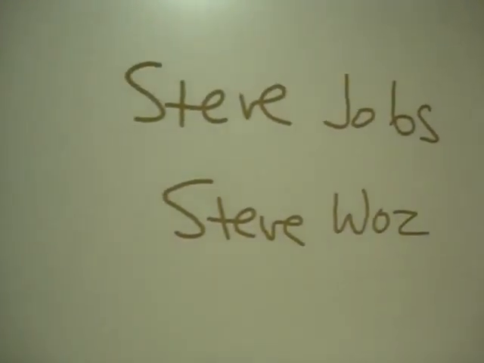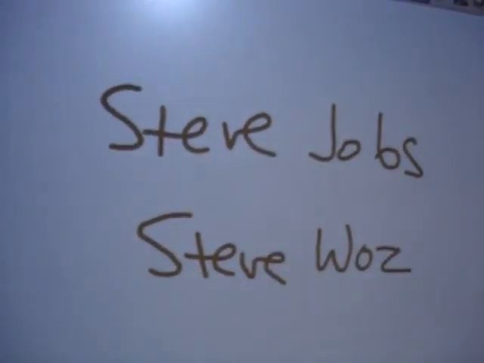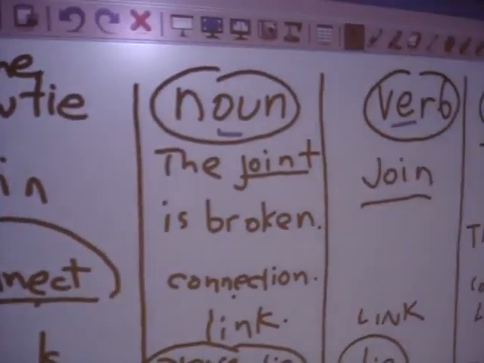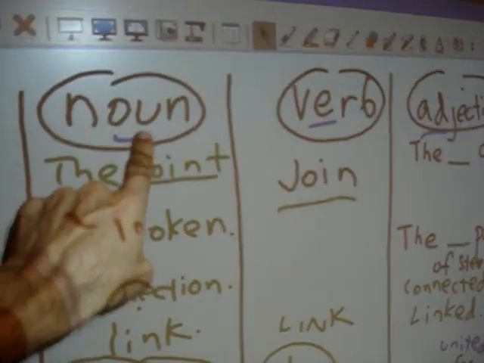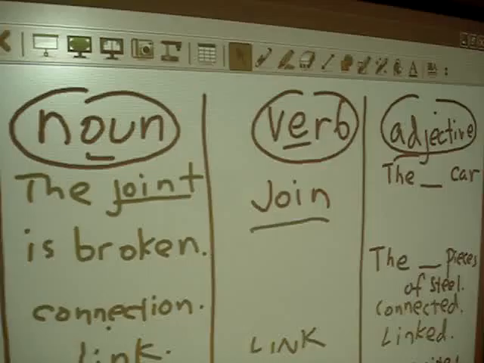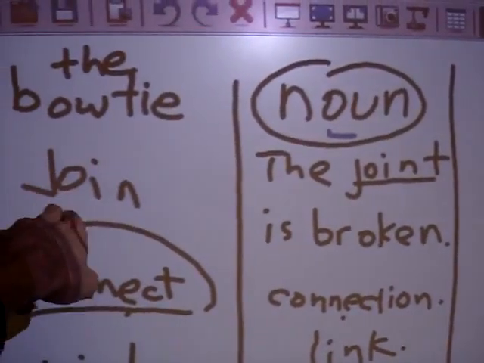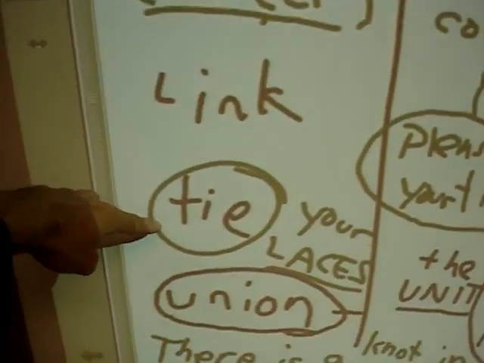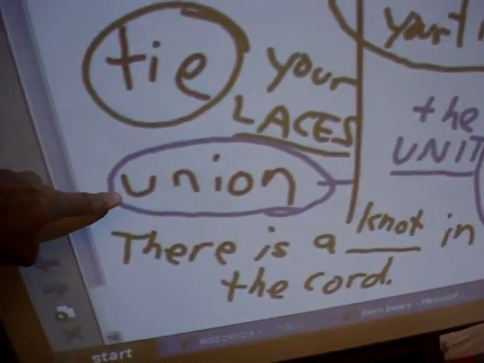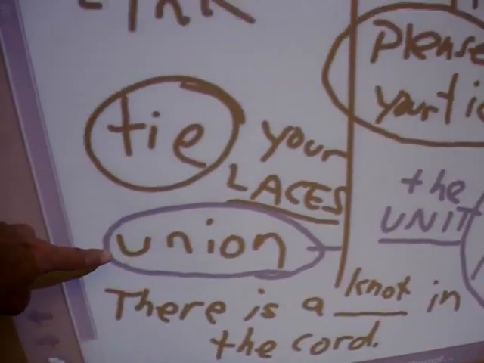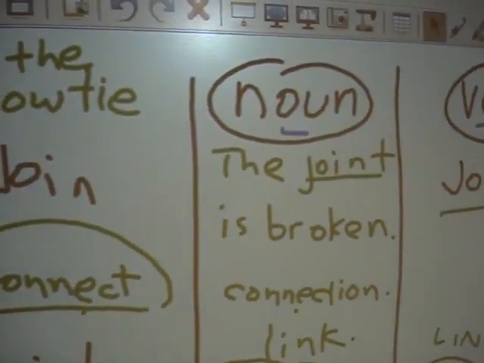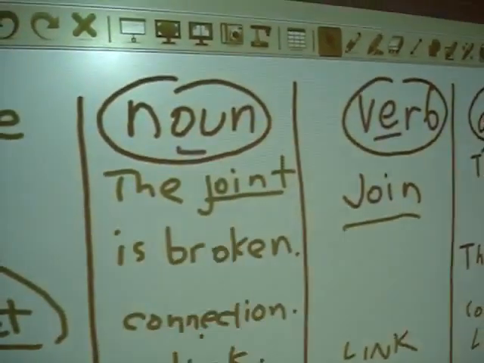We talked about 2 kinds of Steves. We love their product, Macintosh. And then we have this wonderful exercise, noun, verb, adjective. So, if I take the word join or connect, link, tie, union, wow, all of these could be a noun or a verb, so we wanted to look.